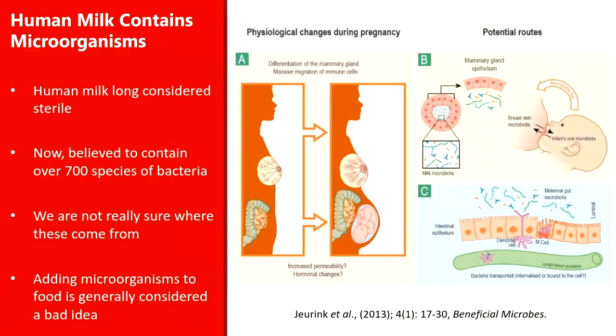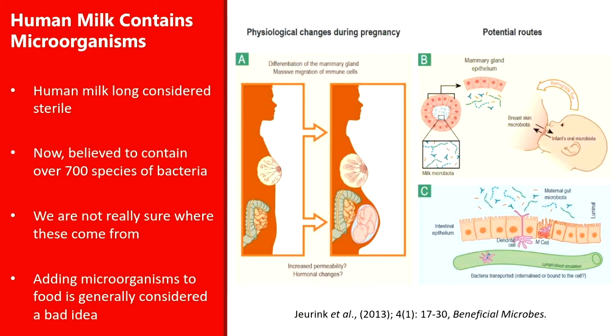So human milk contains microorganisms, as I said, but for quite a long time we did consider that human milk was actually a sterile fluid, that bacteria and other microorganisms shouldn't actually be in there if it had been processed aseptically. But we now know that human milk contains well over several different species of bacteria and other microorganisms, but we're still not really sure where they come from. This is quite interesting because typically adding microorganisms to food is generally considered a bad idea, except for defined purposes such as cheese production.